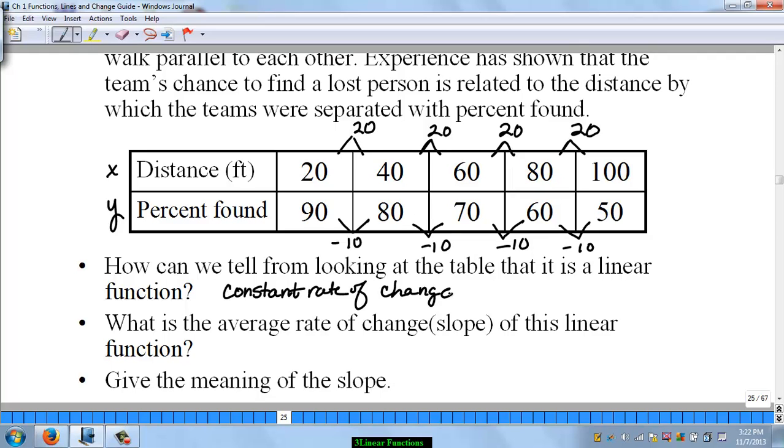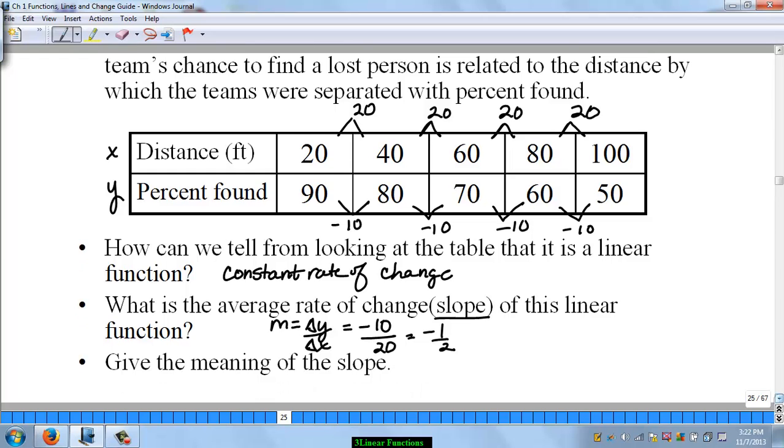Okay, how can we find what this constant rate of change is, or the slope? Well, slope, again, is delta y over delta x. And since this is my y, the change in y is actually negative 10 over the change in the x's, or 20, or negative 1/2. And it's constant all the way. You can see it here, here, here. It's constant the whole way. Now, the meaning of the slope, as I showed you here, is delta y over delta x, and this is your rate of change.